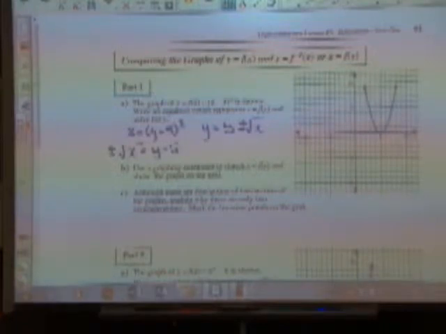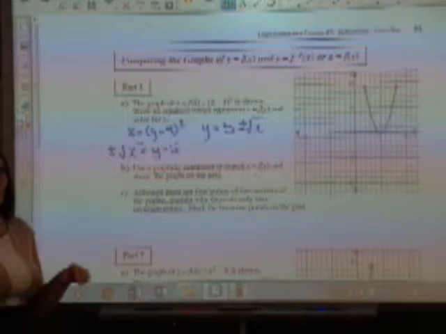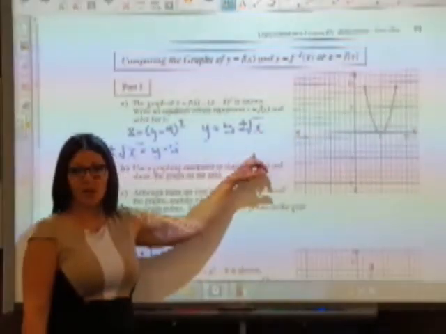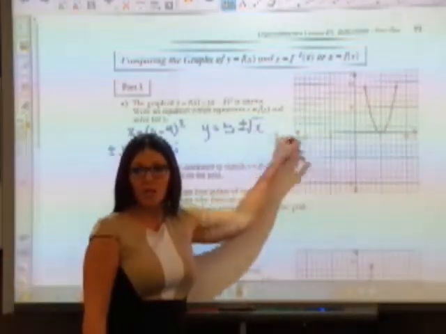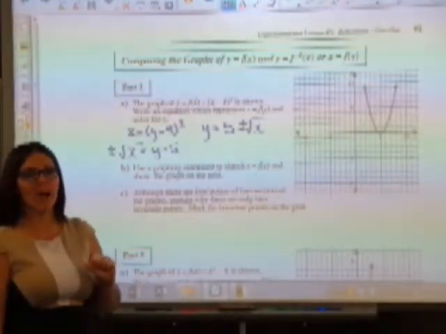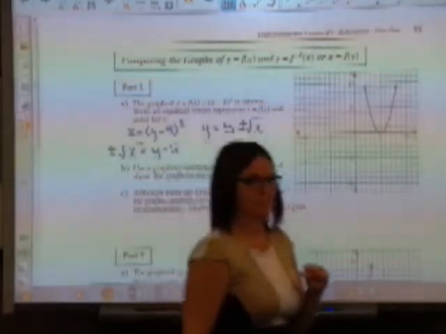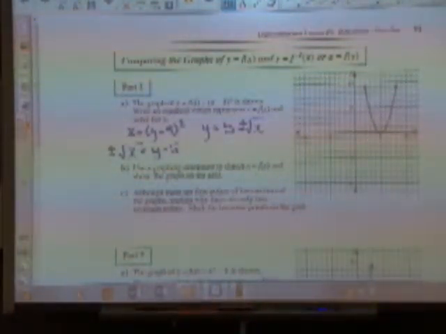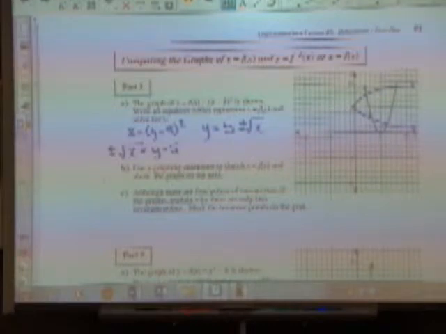Now when you go to put this into your graphing calculator, you don't have a plus minus sign. So you have to actually put this as two separate equations. One would be 5 plus root x, and the other one would be 5 minus root x. So when I sketch this graph, I get 4 intersection points.